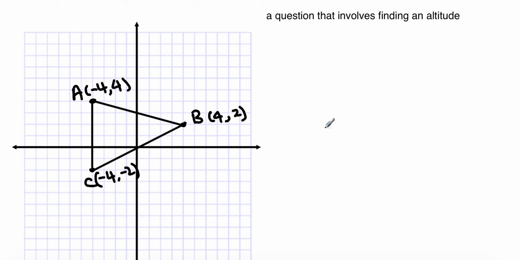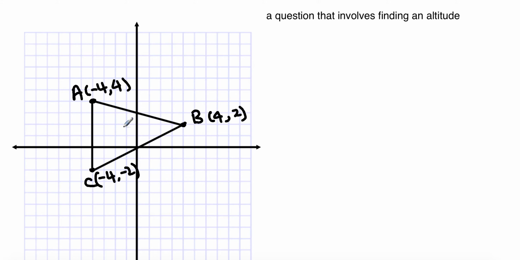So hello class, let us look at some review questions. I gave you a triangle here. A is negative 4 comma 4, B is 4 comma 2 as you can see, and C is negative 4 comma negative 2. Now one of the students asked if we can find an equation of an altitude and maybe finding an intersection as well. So let's try to do this one first.